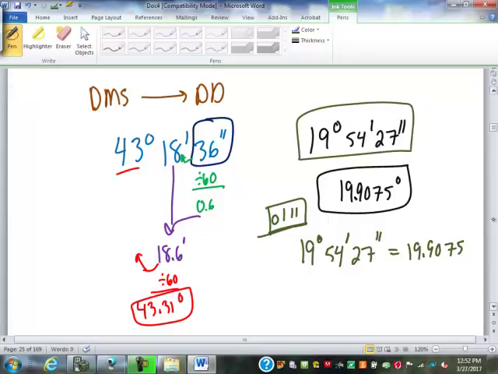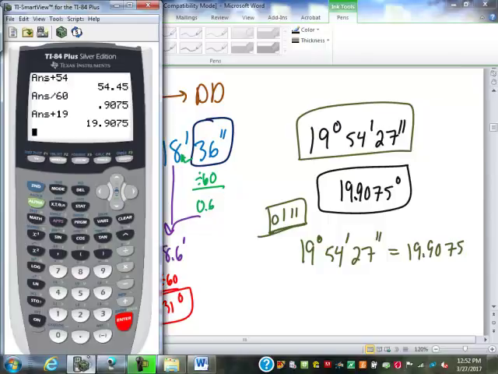Yep. On yours, the thing is, where's the second symbol, right? Yeah. So on these calculators, for the sake of efficiency, they have the second symbol down here because they use the double quotes for a lot of other things. So it's 19, you do second angle degrees, 54 second angle minutes, and then 27 alpha seconds. Then you hit equals and it automatically converts it.